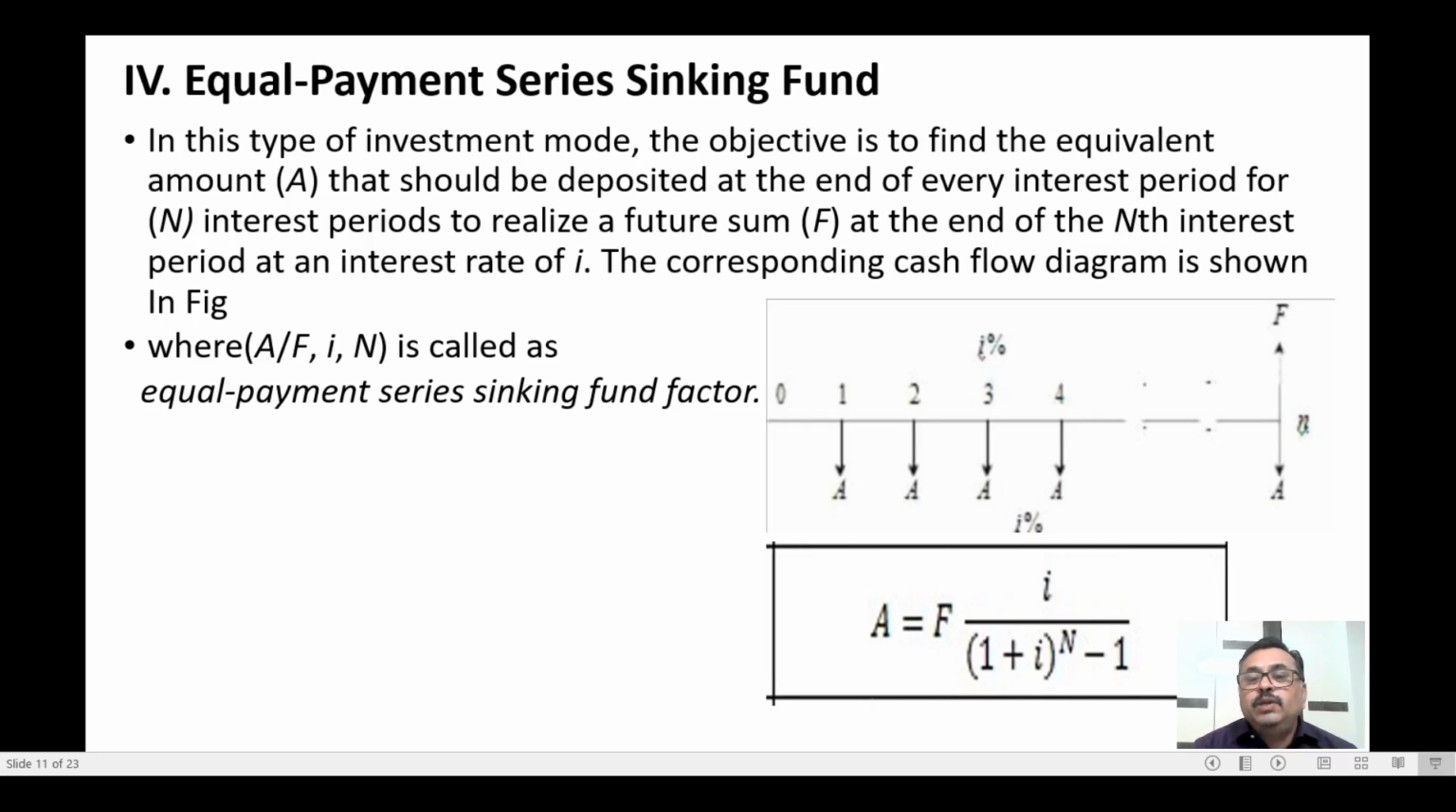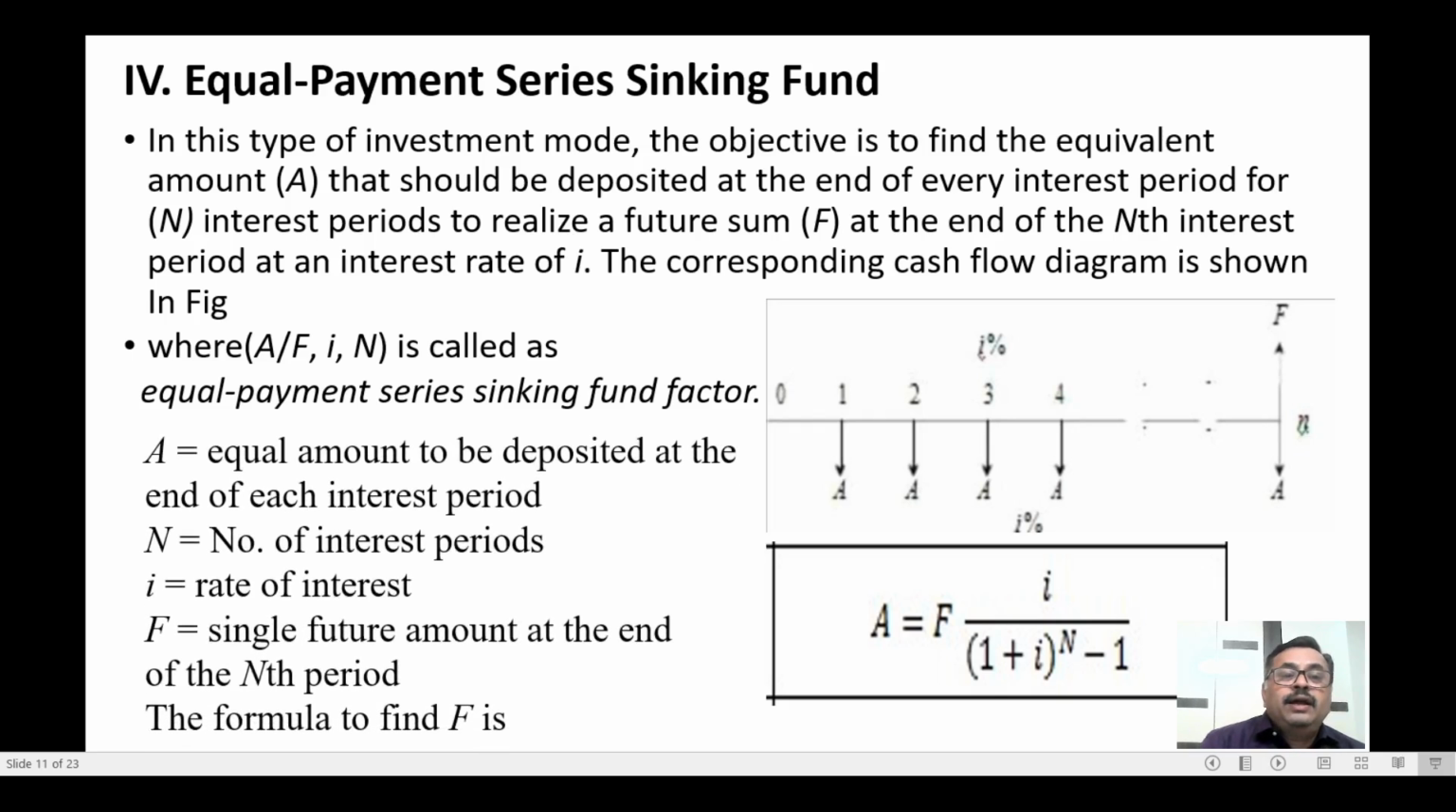The formula which can be used is A is equal to F into I divided by (1 plus I to the power of N minus 1), where A is the equivalent amount that we have to deposit equally, N is the number of interest periods, I is the interest rate, and F is the future sum amount at the end of the nth period. The formula which is used is to find the A.